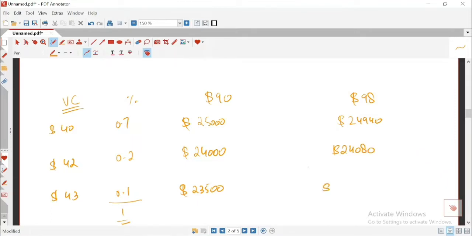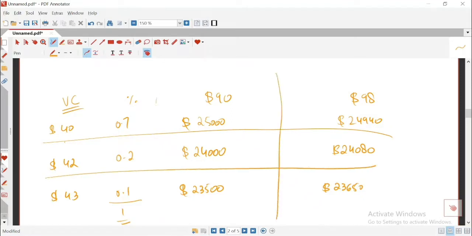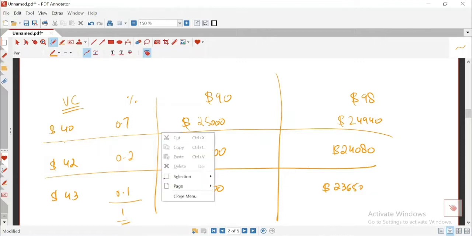And lastly, 23650. So this is how you are supposed to construct your decision payoff table. ठीक है, इसकी कंस्ट्रक्शन आपके पेपर में आ सकती है, so that is why I have taught this as well. Okay, let's move on to the decision techniques now.